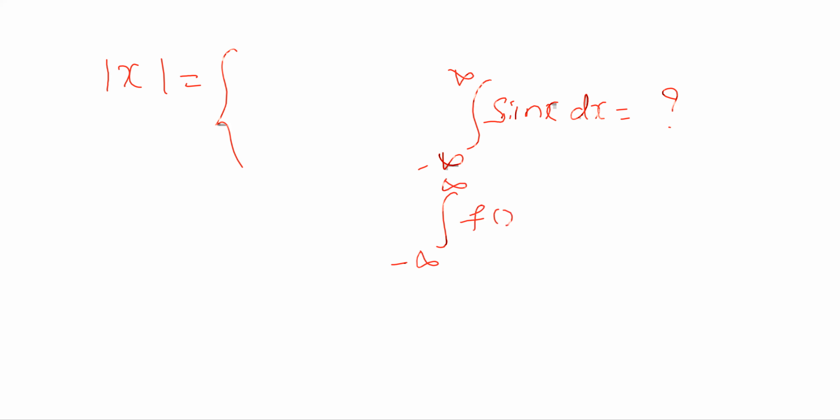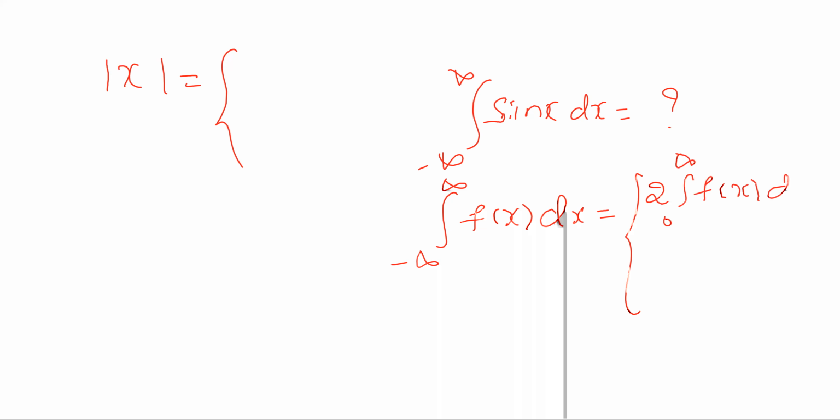The integral from minus infinity to infinity of f of x dx equals, this is the property of definite integral, 2 times the integral from 0 to infinity of f of x dx when f of x is an even function. And it will be 0 when f of x is an odd function. So now can you tell me the value of the integral from minus infinity to infinity of sin x dx?